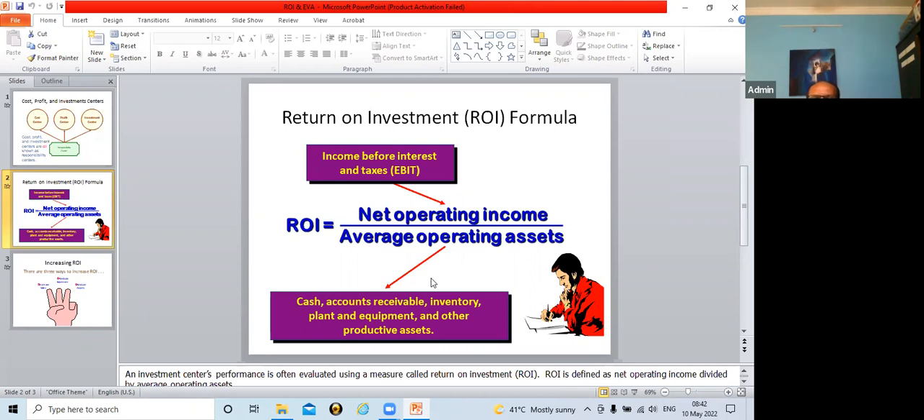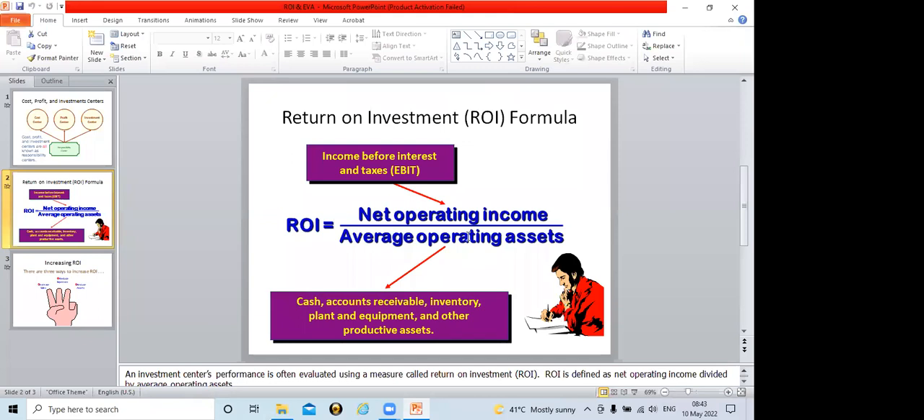that the company is using its investment in an efficient manner and earning from it. So that is the indication of ROI. And what do we expect? Should ROI be higher or lower? Sir, higher. ROI should be higher.